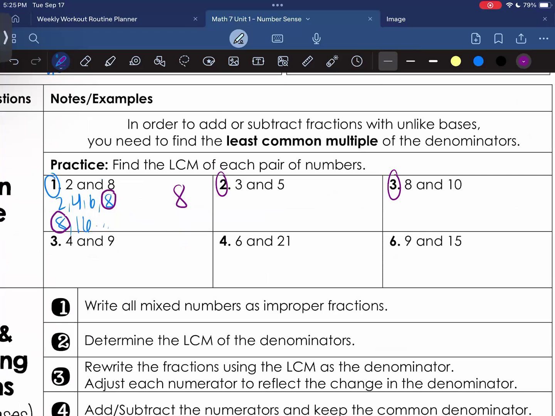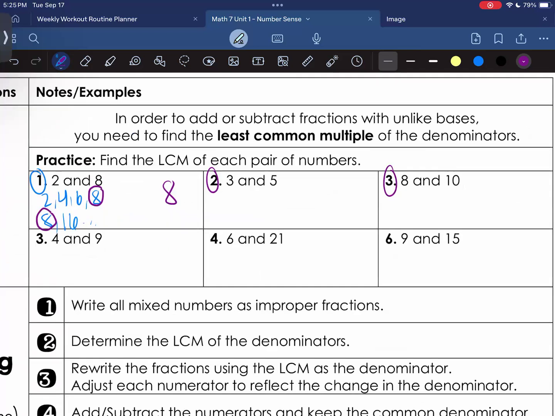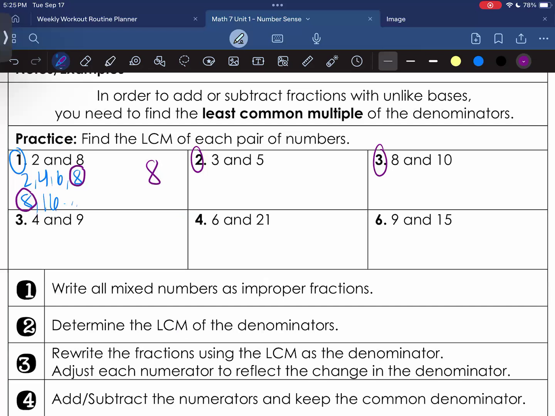Okay, you should have paused the video and done number 2 and 3 on your own. So number 2, I'm just going to list the multiples of 3 and 5. So 3, 6, 9, 12, 15, 18. And then go ahead and list the multiples of 5 as well. So 5, 10, 15, 20. I can stop because I did find two multiples that they share. 15 is the lowest number that they have in common. So that is our LCM.